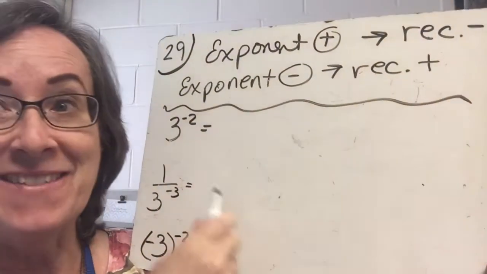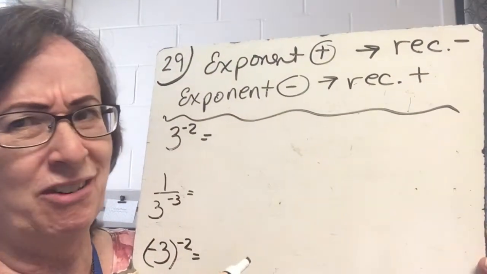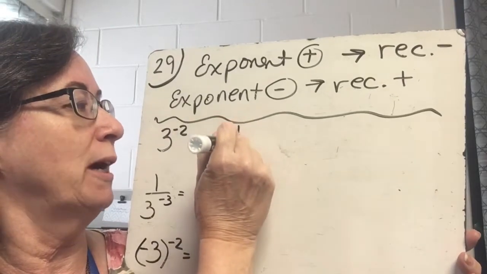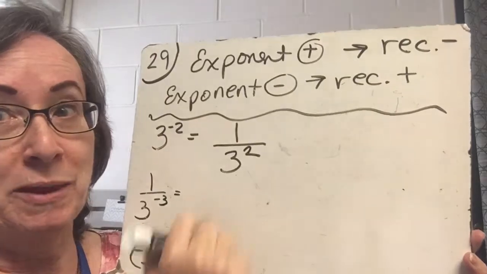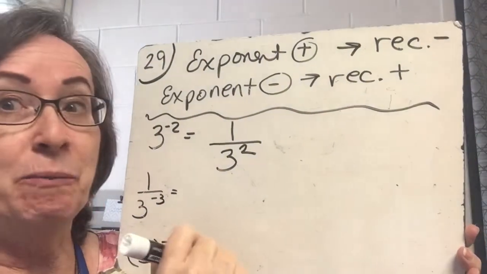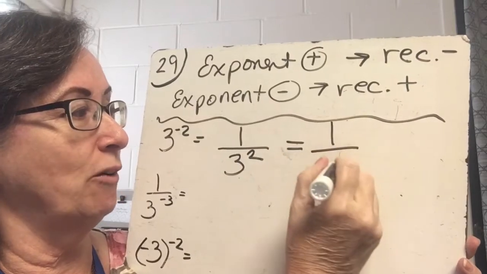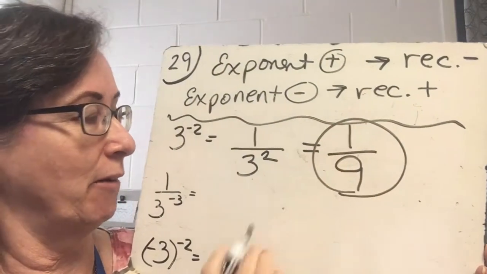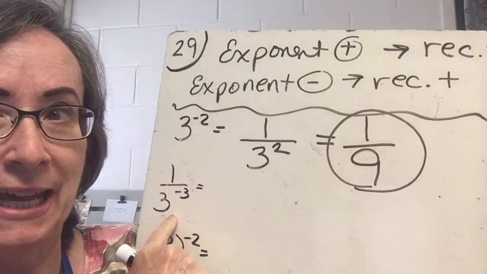So let's evaluate these. So 3 to the negative 2 is too hard to think about. But if we change it to 1 over 3 squared with a positive exponent, then we know that 3 squared is 9. So this becomes 1 over 9. And now it's easy to think about, okay? This one is 1 over 3 to the negative 3.